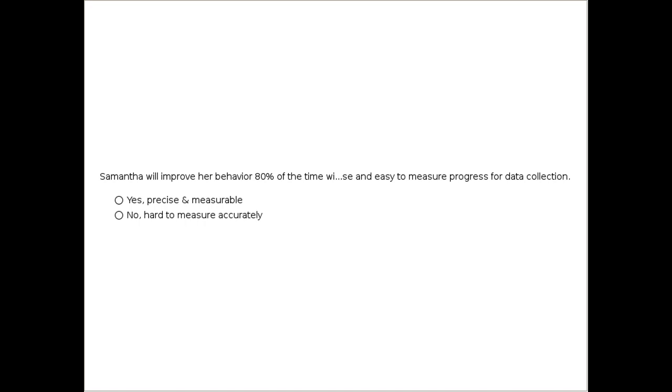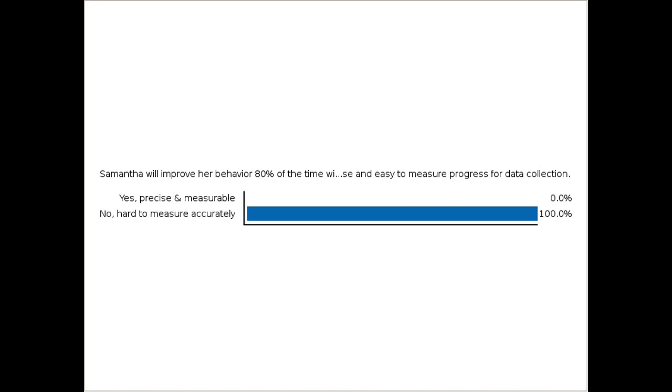Again, we have a poll: Samantha will improve her behavior 80% of the time, with an exercise that is easy to measure progress for data collection. This is an exercise that will... Is it precise and measurable, or is it hard to measure accurately? She will exercise self-control. That's ultimately our goal. Is it easy to measure? Okay, I'm going to skip to results.